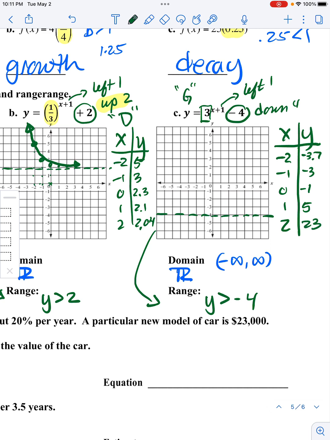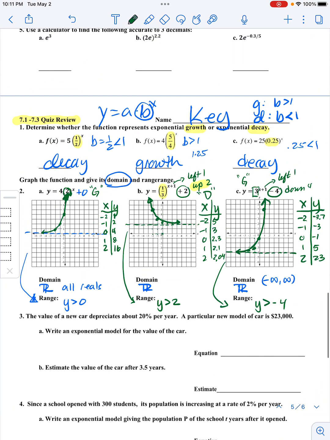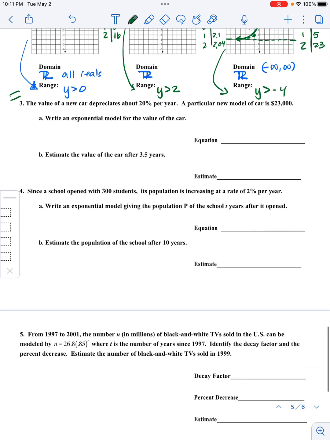So at -2, I'm down 3.7. At -1, I'm down 3. At 0, I'm at -1. At 1, I'm at +5. At 2, I'm at 23, way super off the page. So I'm just going to draw this little part in and then scoot it up there. Awesome. Okay, so that was all day 1. All of this stuff is 7.1, and now this stuff's going to start being 7.2.